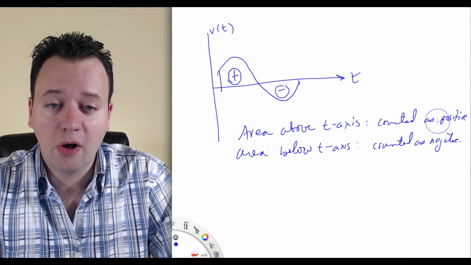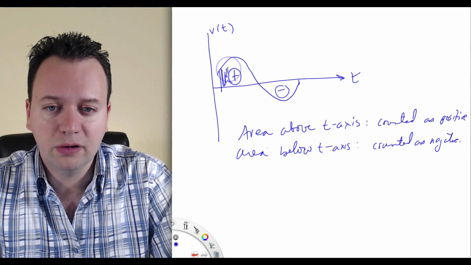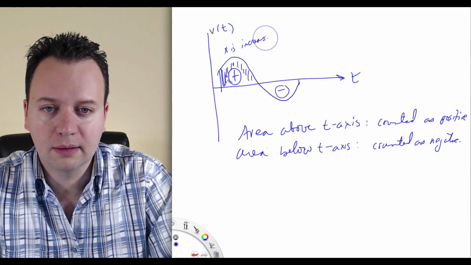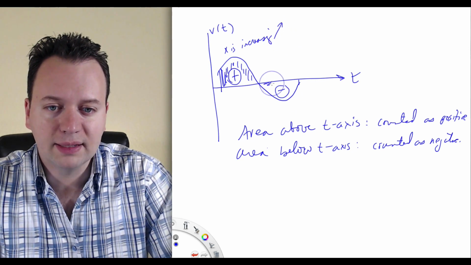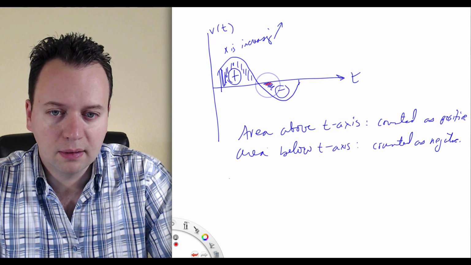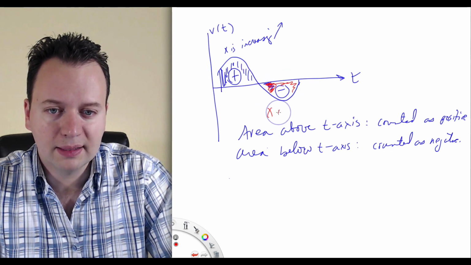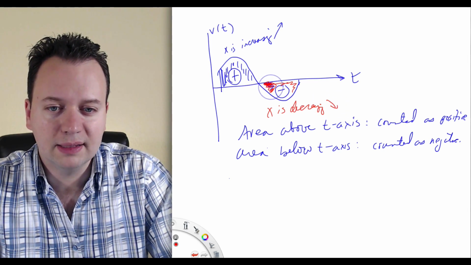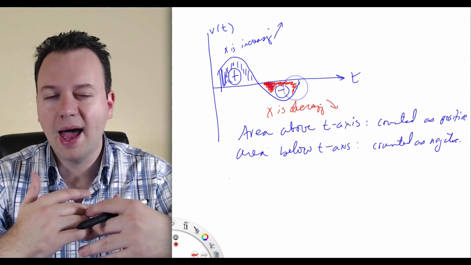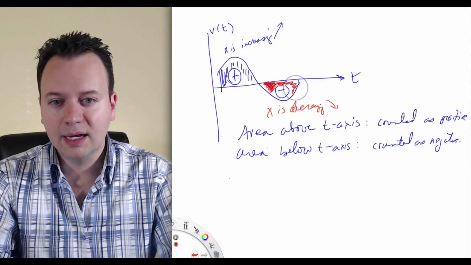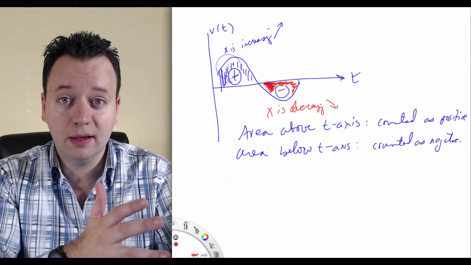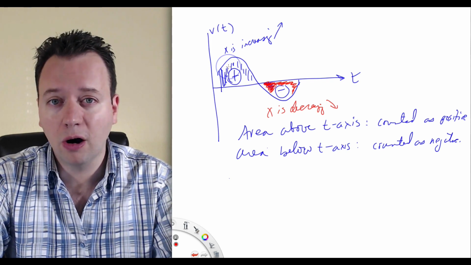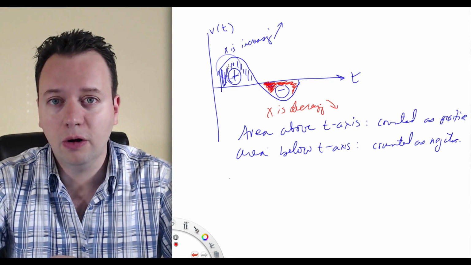And the reason is as follows. So positive velocity means that your x is increasing. Negative velocity means that x is decreasing. So the area still represents the distance, except if it's below the t-axis, it's distance you've moved to the left. If it's above the t-axis, it's distance you've moved to the right. So to find the total change in your x variable, you want to compute the positive part and subtract off the part that's below the t-axis.